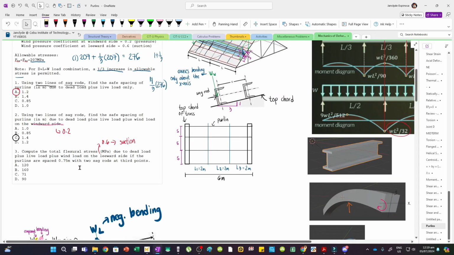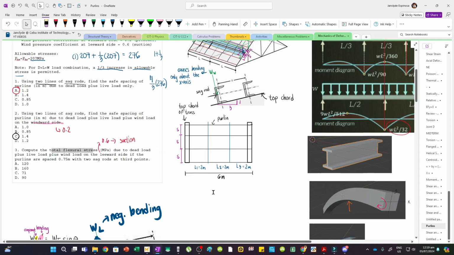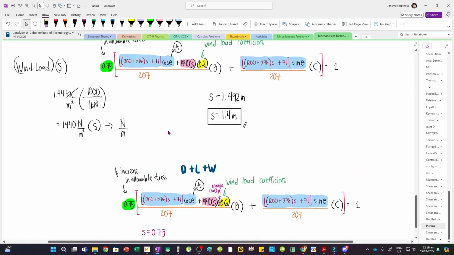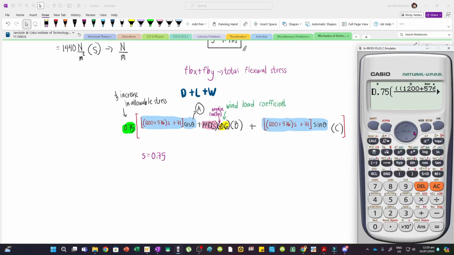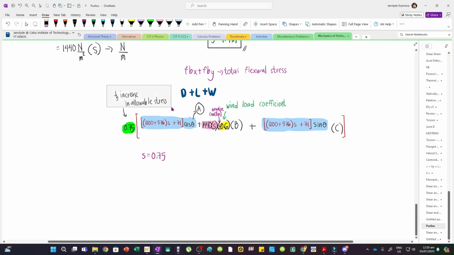But we're only interested in the total flexural stress. We don't need to use the interaction formula. So we're just going to remove this 207 and also this one, because essentially in this question we only want FBX plus FBY. This is the total flexural stress. Yan. So we won't equate this to 1, and then S is 0.75, so we will just change S. So here we can just modify this a bit, and then again, a 1/3 increase in allowable stress will not be necessary because we are not talking about the allowable, we are only interested in the total flexural stress.